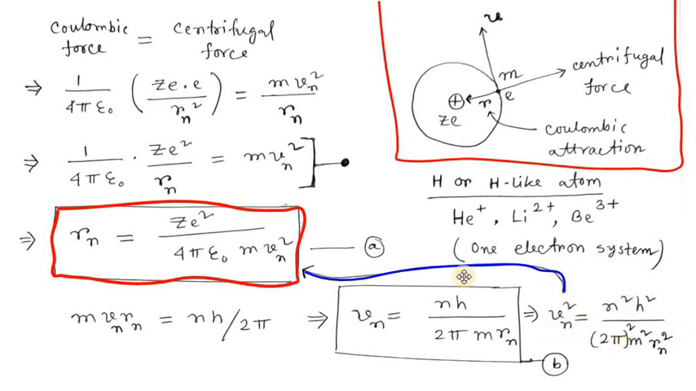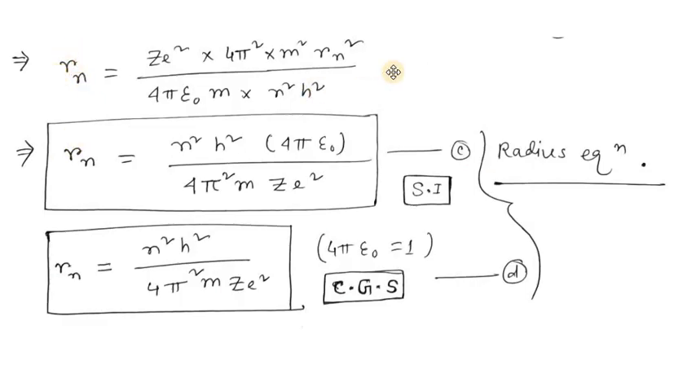So after getting this one, just put the value over here, okay. Then you will get the equation of this. So after organizing that, I will be getting this equation, which is in SI, as we are using the 4 pi epsilon naught value, right? So if we omit this value, then in the CGS unit, the equation will be this radius equation for the nth orbit, okay. And you know that in the CGS unit, 4 pi epsilon naught has the value of 1.